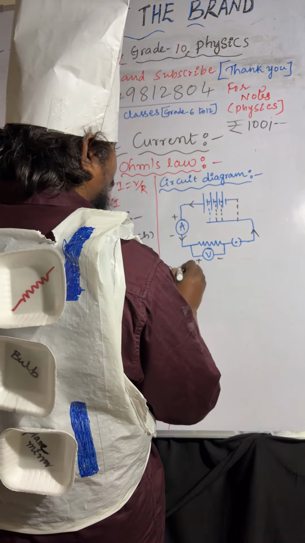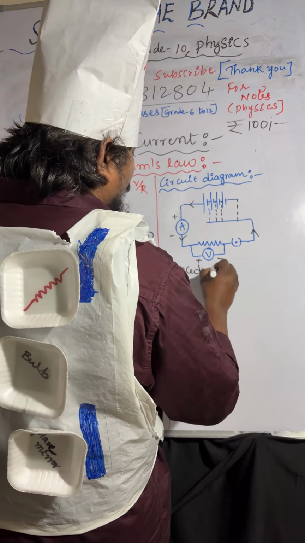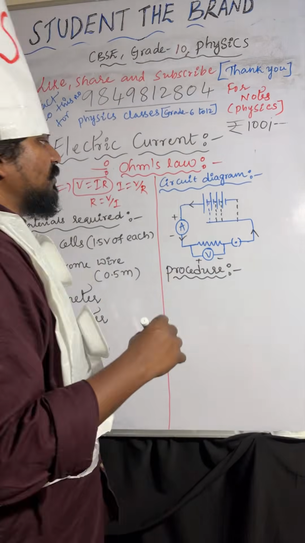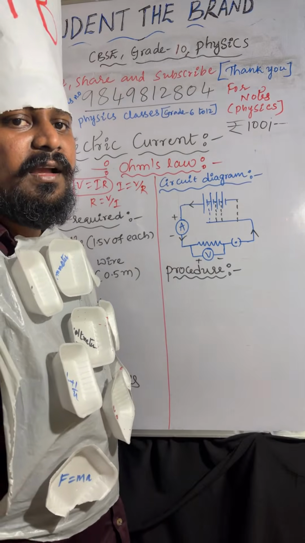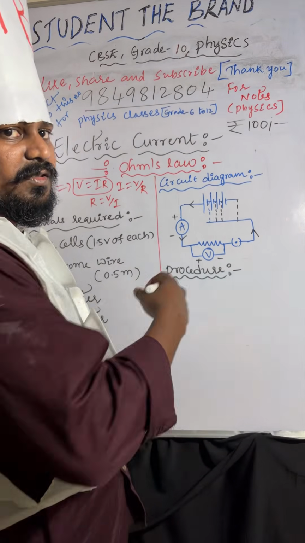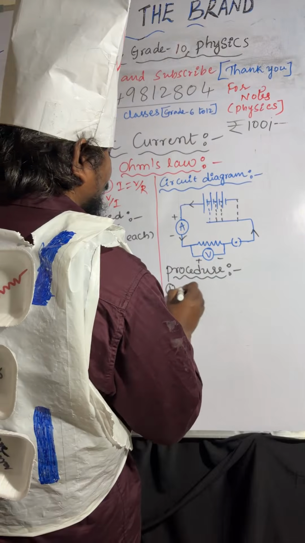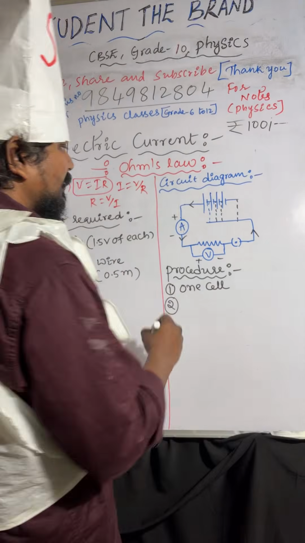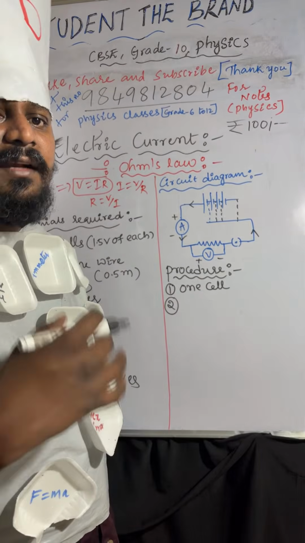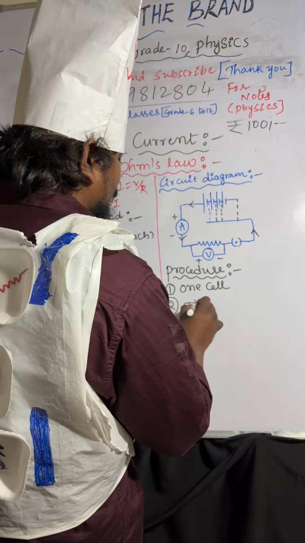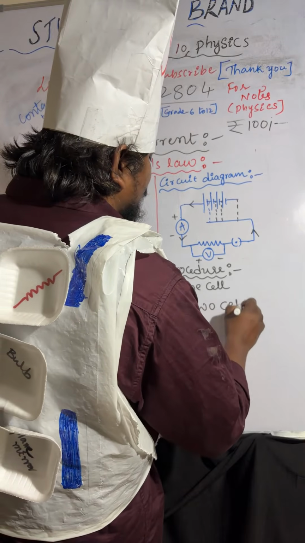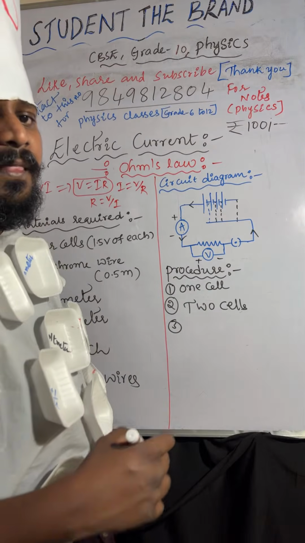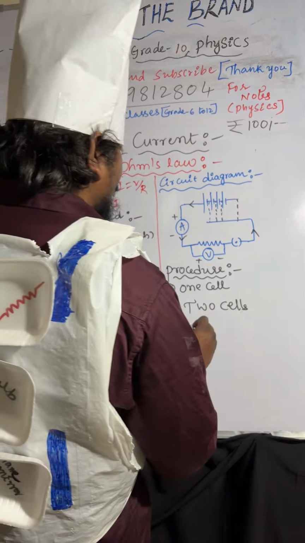Procedure. What is the procedure to do that? First you have to connect one cell and note down the reading of ammeter and voltmeter. And connect two cells. Again note down the reading of ammeter and voltmeter. And repeat the process for 3 and 4.